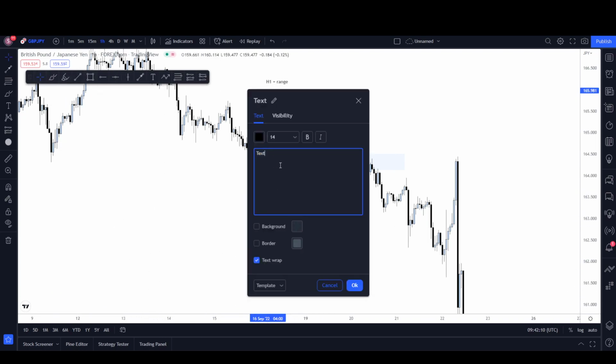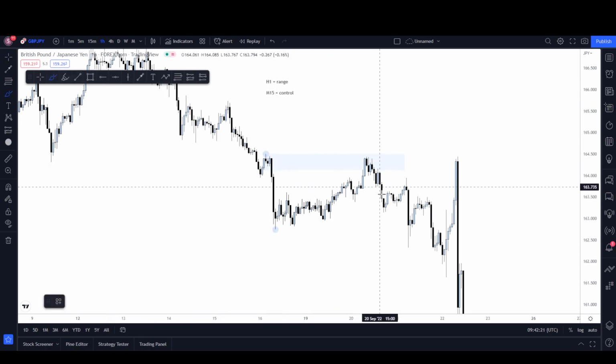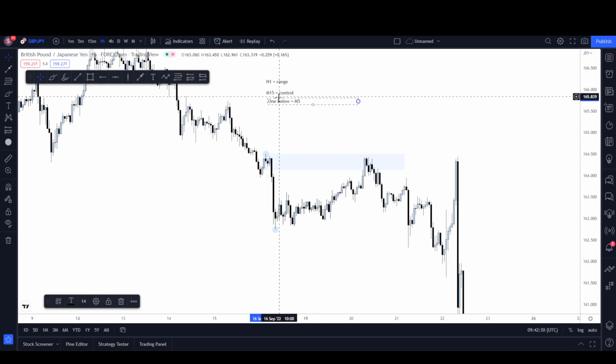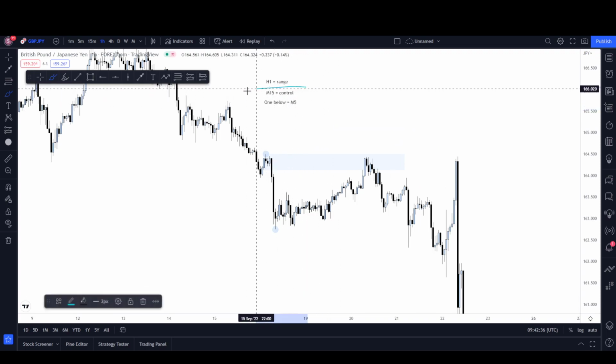we're working with H1 structure, so H1 is range, and M15 is obviously control, which is essentially we want to see an M15 entry. But like I said, if M15 is too far away, then we can enter at M5. So one below is going to be M5. If we enter at M5, once we enter, we're going to be looking at our M15 levels. We're going to be observing at M15. What happens at M15? Does M15 break to the downside, etc.